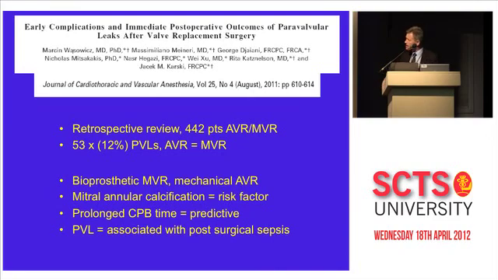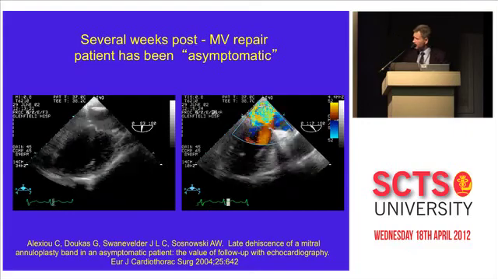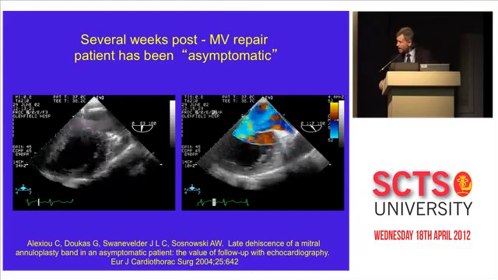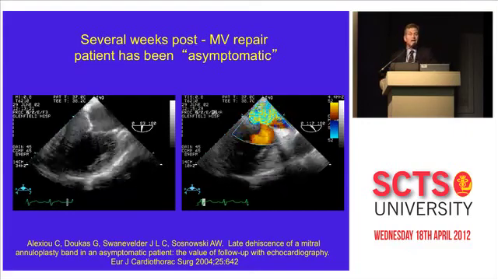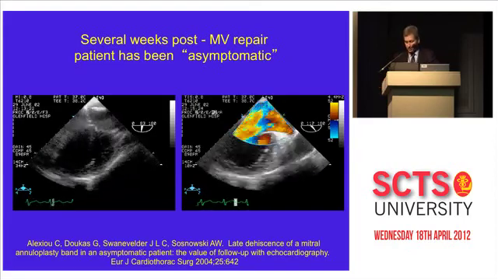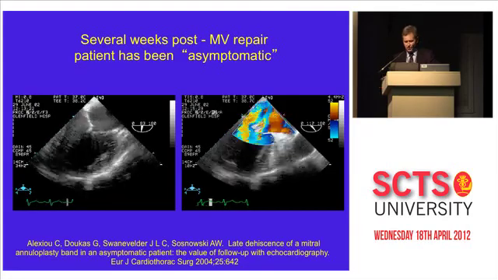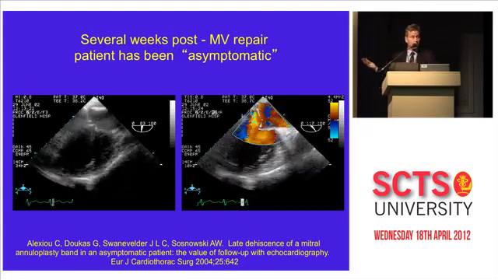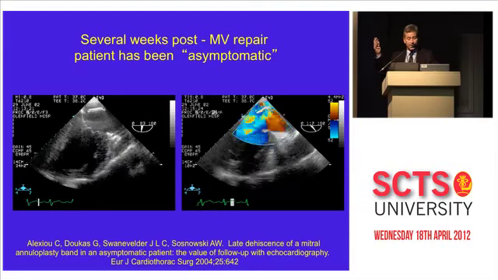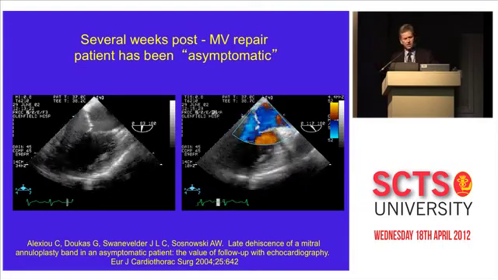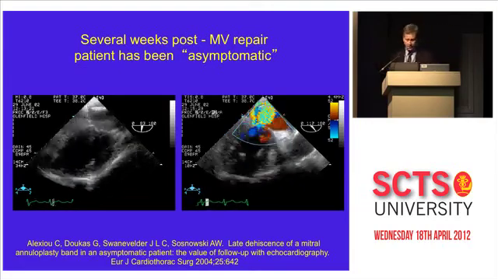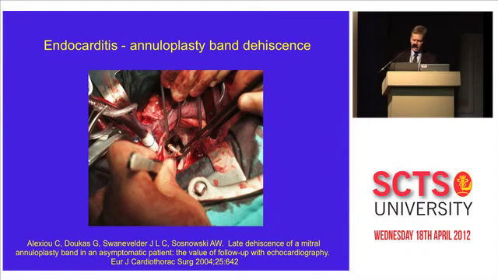Now, when we see something like this, total dehiscence of a mitral annuloplasty band, we do not need any quantification techniques because we know this is torrential mitral valve regurgitation. Although the patient walked into the hospital and was asymptomatic, he had, several weeks after his mitral valve repair, total dehiscence of that annuloplasty ring. And this was then taken out.